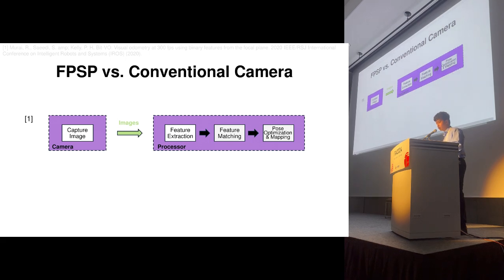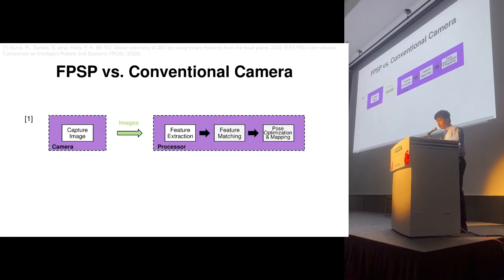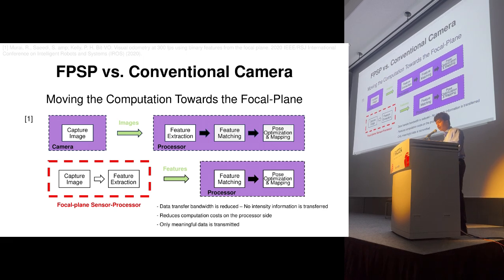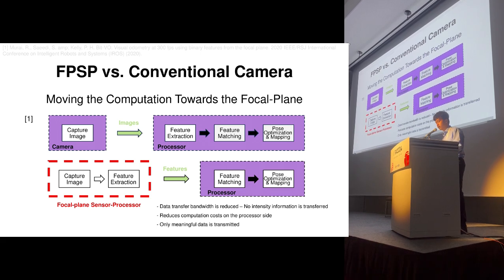Conventional camera technology usually captures an image, does feature extraction, feature matching, and pose optimization and mapping on some external processor. The FPSP is state-of-the-art, where we alleviate some of the processing, such as the feature extraction, on the vision chip itself. And so here are some benefits listed below.